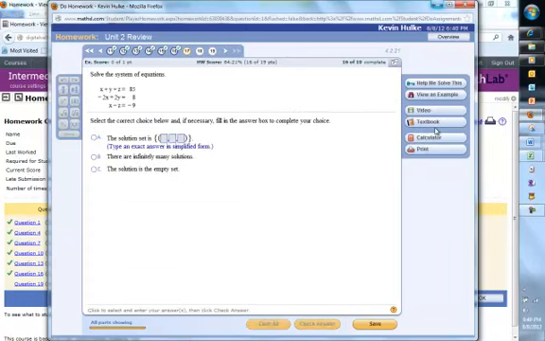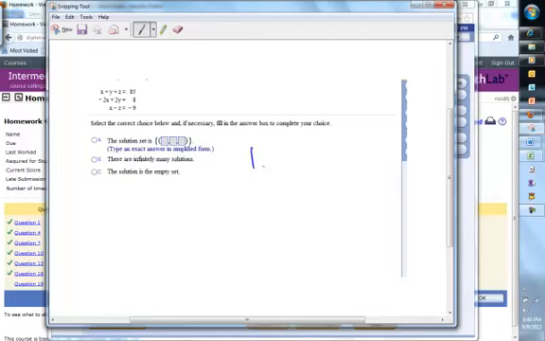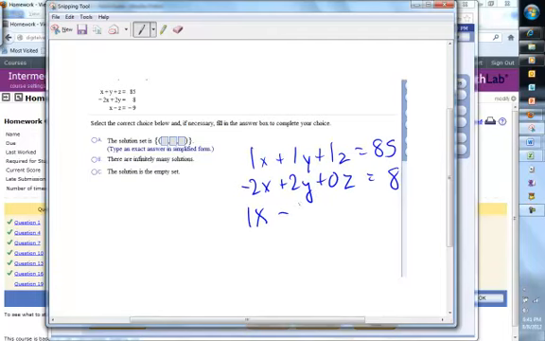3 equations. I would enter it on my calculator as 1x plus 1y plus 1z equals 85. Negative 2x plus 2y plus 0z equals 8. 1x plus 0y minus 1z equals negative 9. Enter that on your calculator.